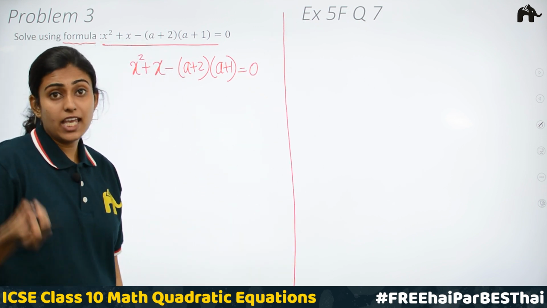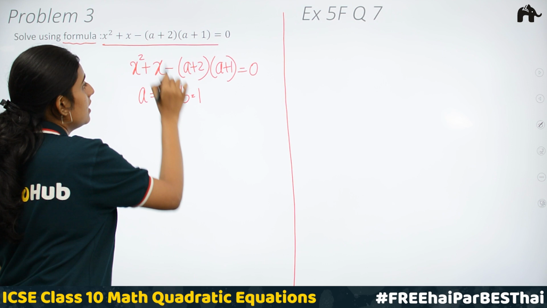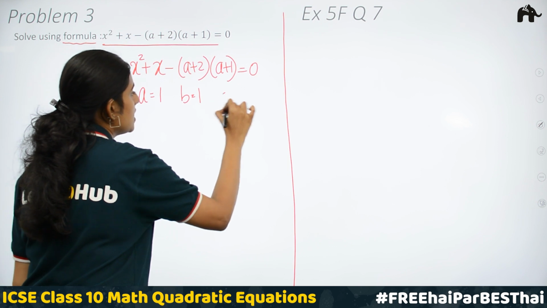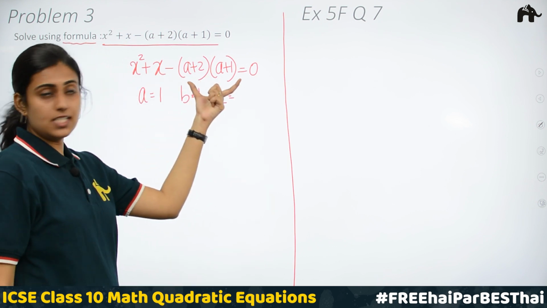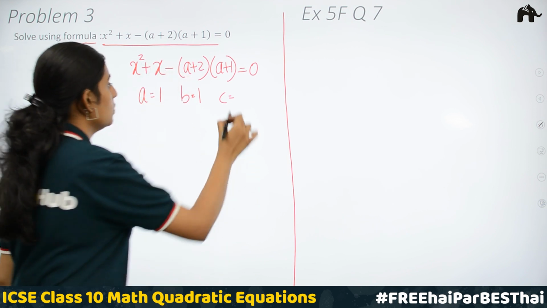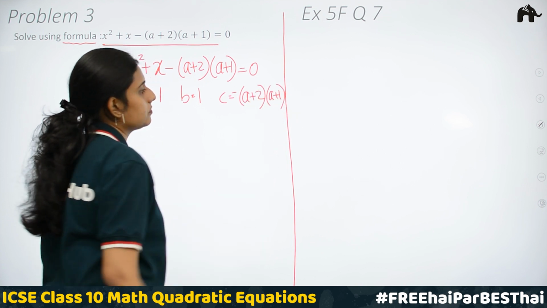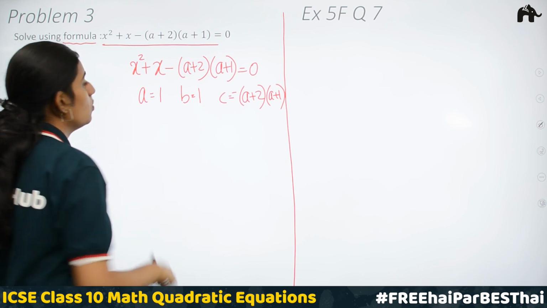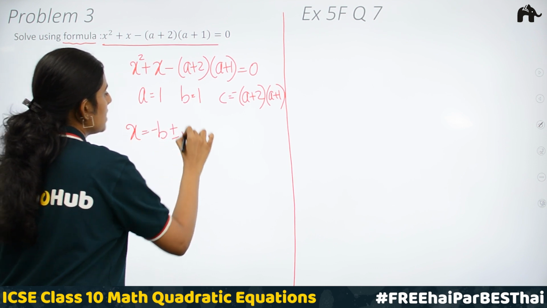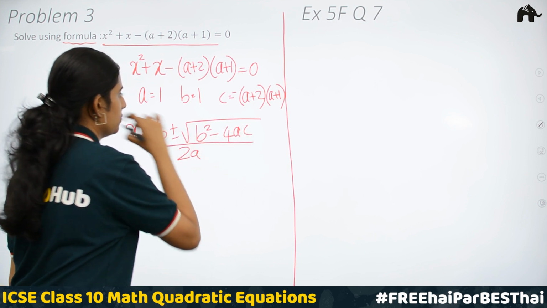What are the values of a, b and c? Here a is equal to 1, b is equal to 1, that is the coefficient in the middle term. What about c? The value of c is this thing. This whole thing is the value of c. We have a negative sign which should also be included. c is equal to minus (a plus 2) into (a plus 1). Okay. Now, what is our formula to find x? x is equal to minus b plus or minus root of b square minus 4ac, divided by 2a.